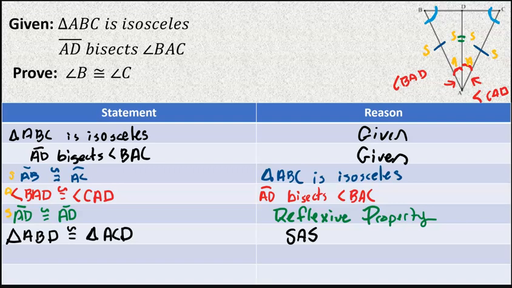You have to know and be paying attention to the work you're doing and make sure that you try to keep in mind what it is you're looking for. So angle B is congruent to angle C, and I'm still going to avoid CPCTC at all costs. So congruent parts of congruent triangles are congruent, or CPCTC.